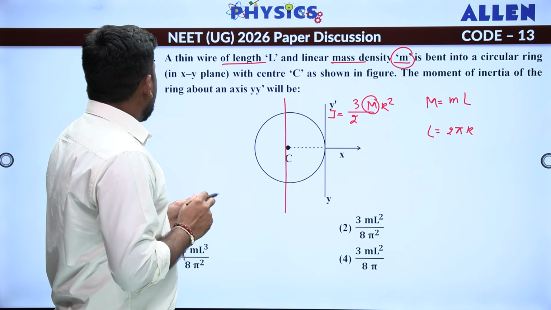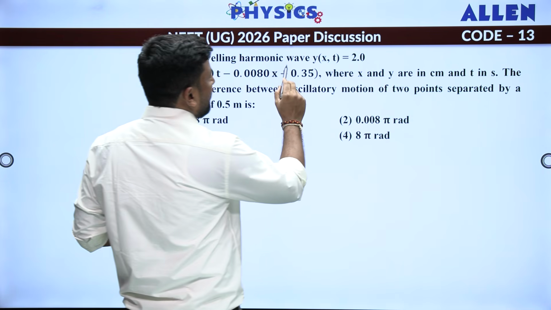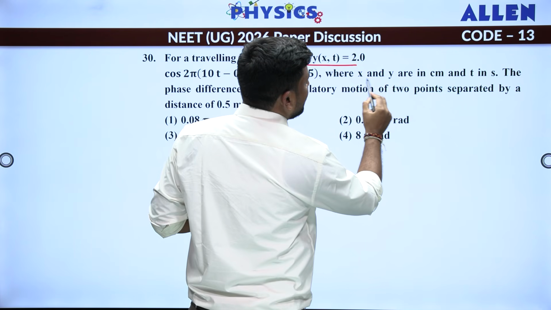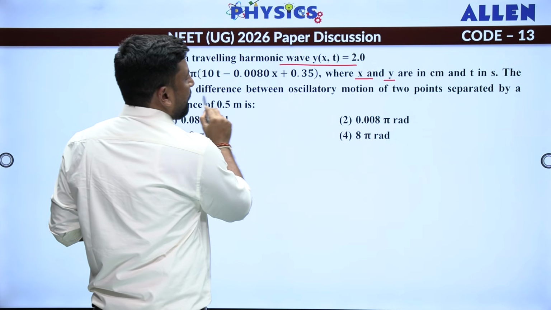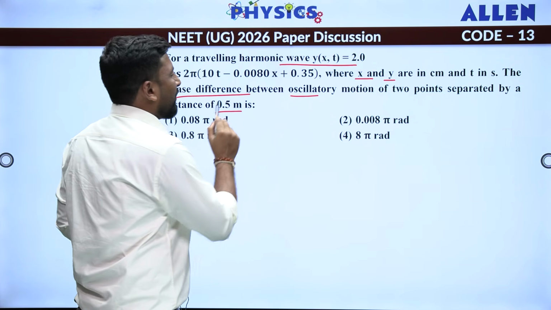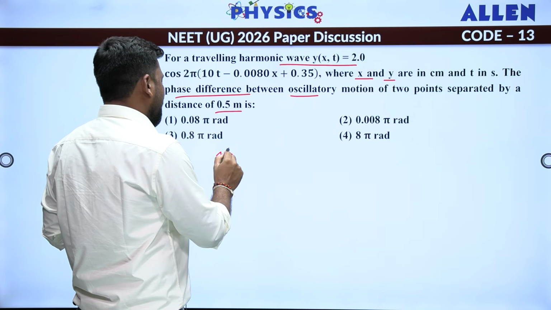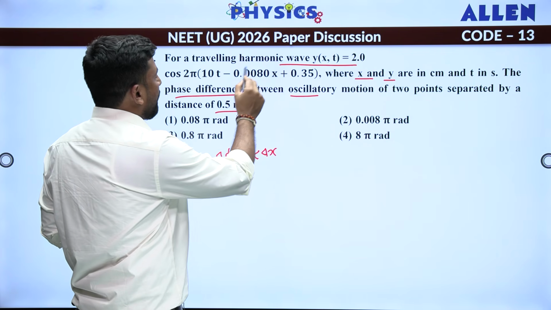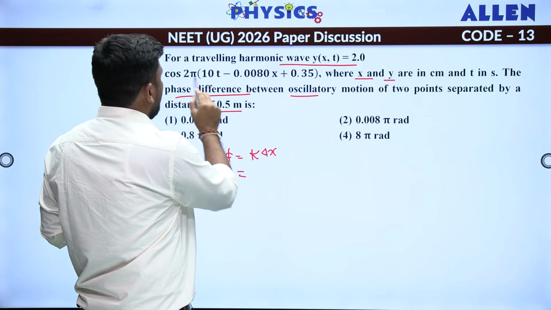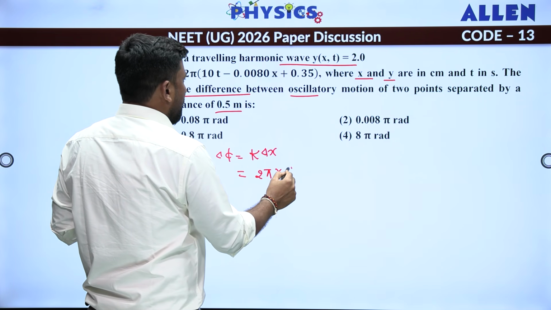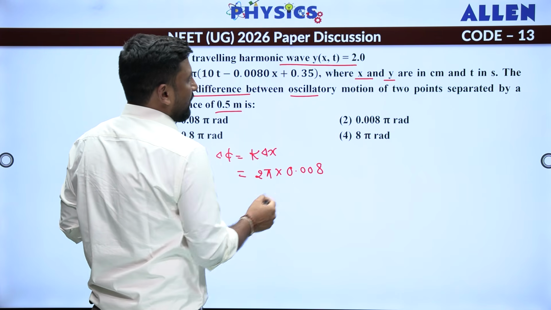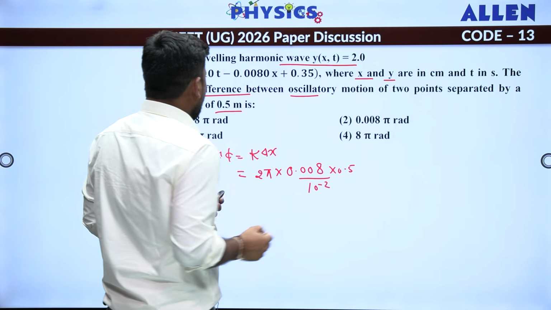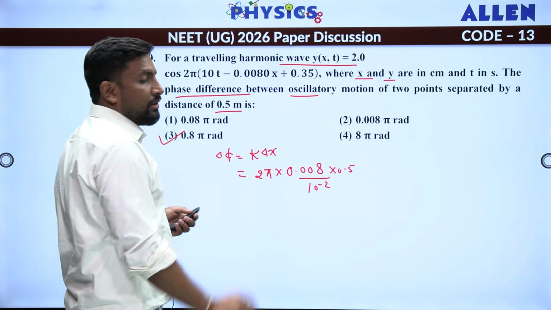Now let's move to question number 30. They are saying this is a traveling wave, and they have given the equation of the traveling wave, and the x and y are in centimeters. They want to find the phase difference between two points which are separated by 0.5 meters. So again, very simple. You can use the formula delta phi is equal to k into delta x. Make sure you take care of units here. If you solve this, k will be 2 pi into 0.008, but since they have given it in centimeters, 10 to the power minus 2 will come here, and if you multiply with 0.5, you are going to get 0.8 pi radian as the answer.